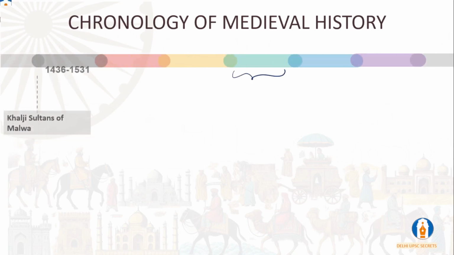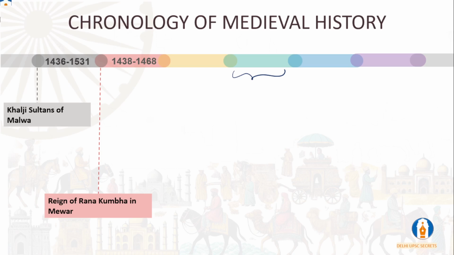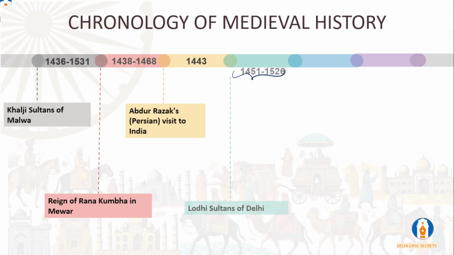Moving forward, in 1436 to 1531 AD, we see the Khalji Sultans of Malwa. 1438 to 1468 is the reign of Rana Kumbha in the Mewar region. 1443, Abdur Razzaq's Persian visit to India happens. 1451 to 1526 is the period of the Lodi Sultans of Delhi.